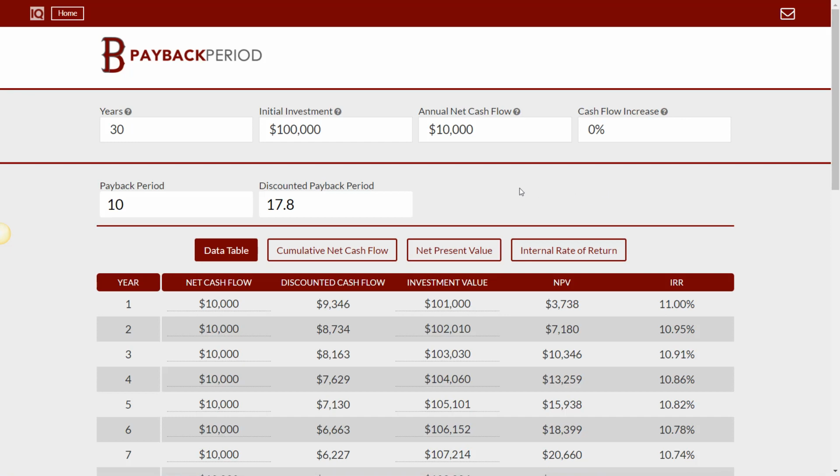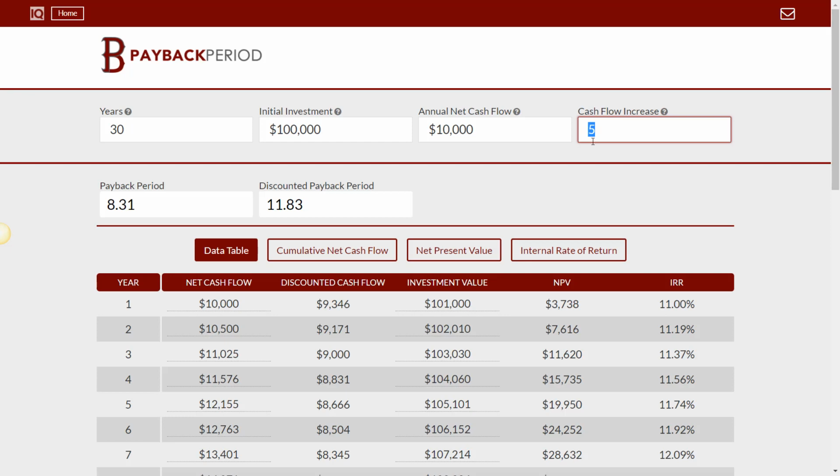We can see that illustrated in this calculator by this field right here. We've entered $100,000 as our initial investment and have an annual net cash flow of $10,000. But what if a person expects their cash flows to increase each year by 5%? We would put 5% in this field right here.